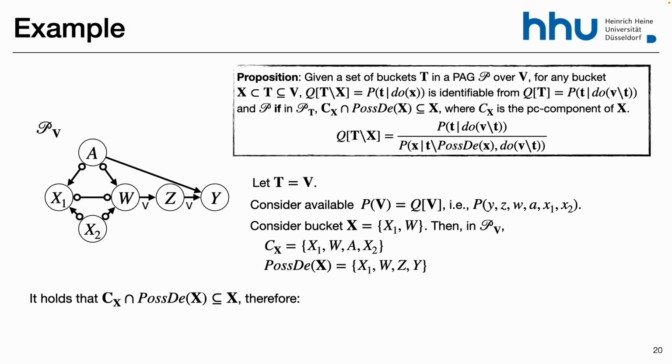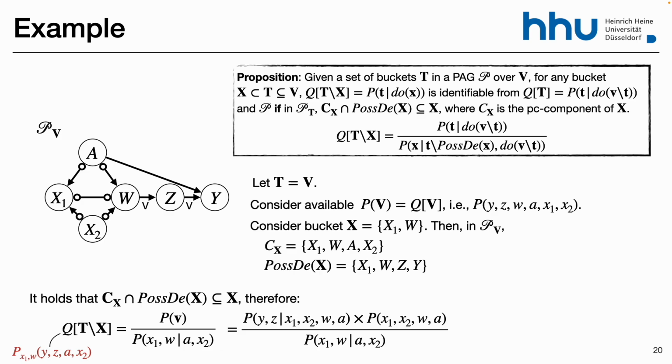So since the condition is satisfied, we can use the formula. The formula is just the joint in the numerator, and the conditional in the denominator is the probability of x. Our x is x1 and w, and it's conditional on t. Our t is v minus the possible descendants of x. So it's everything that's not in this set. So v includes a and x2 also, besides all these four. So that's why it's conditional on a and x2.